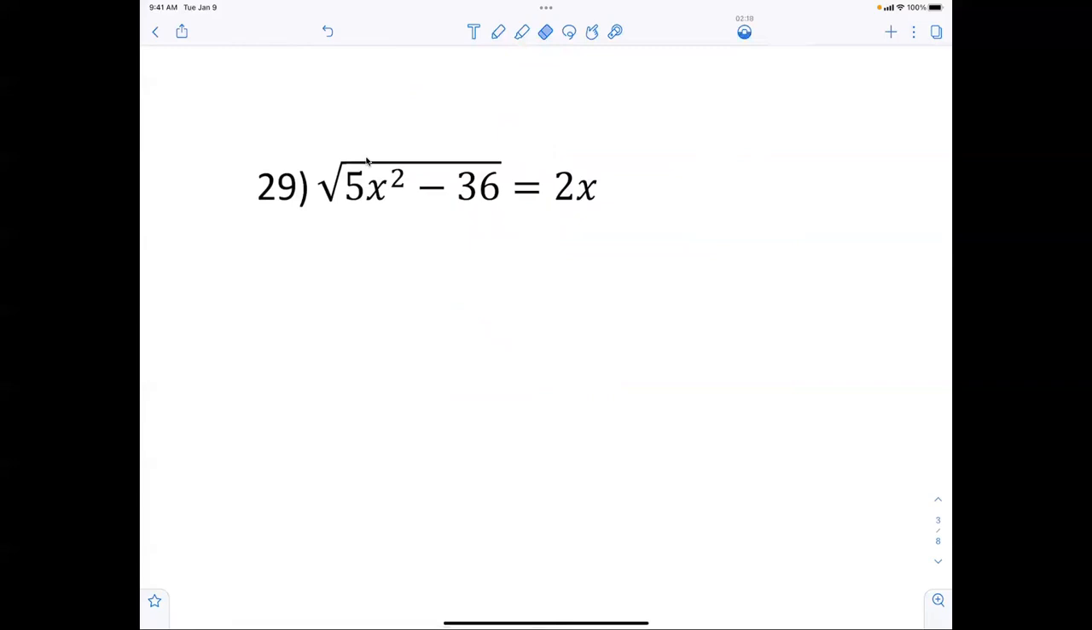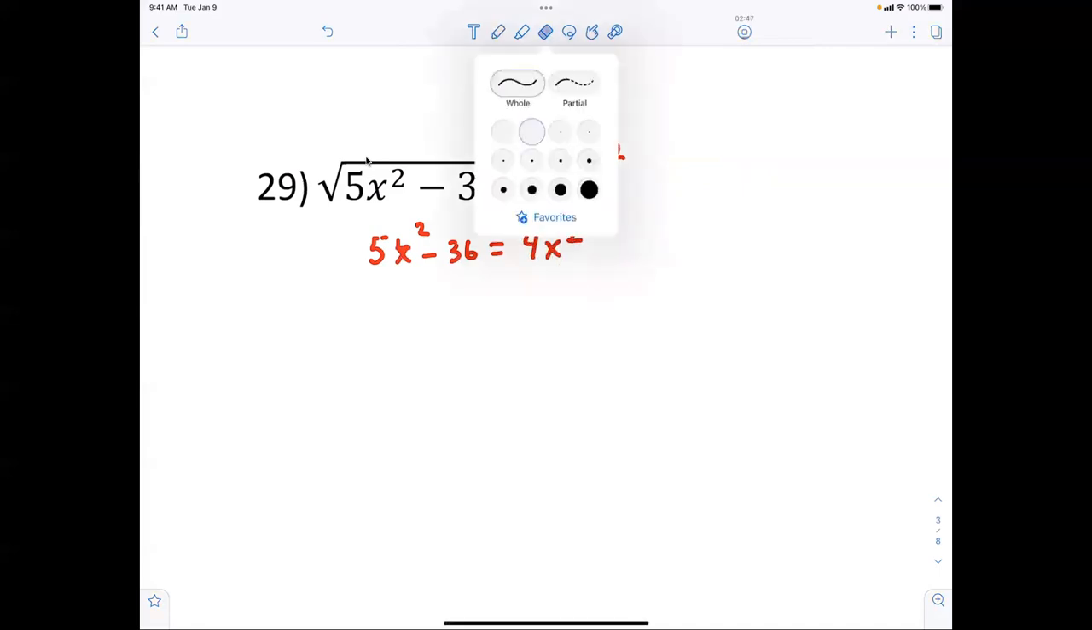What do I have to do to both sides? Square. Please make yourself a note if you're struggling a little bit here. Squaring both sides. So I'm left with 5x squared minus 36 equals 4x squared, perfect. Sorry, guys, my pen is just acting up.